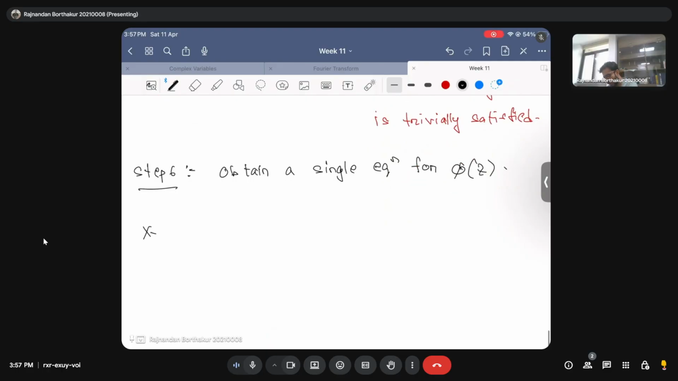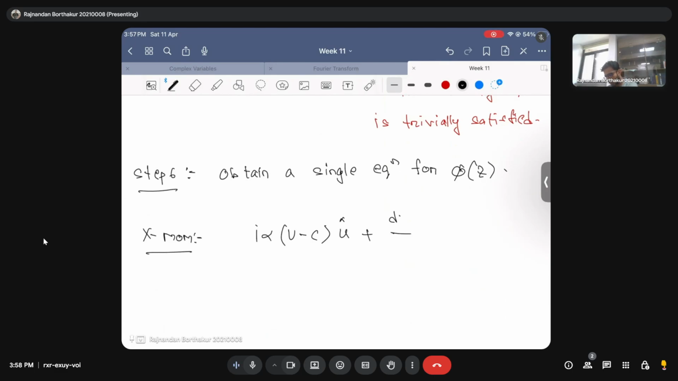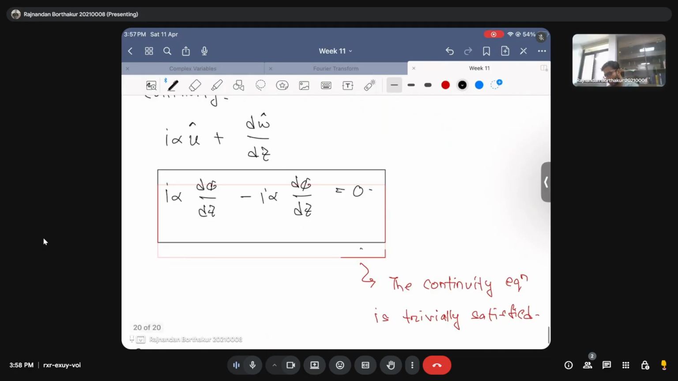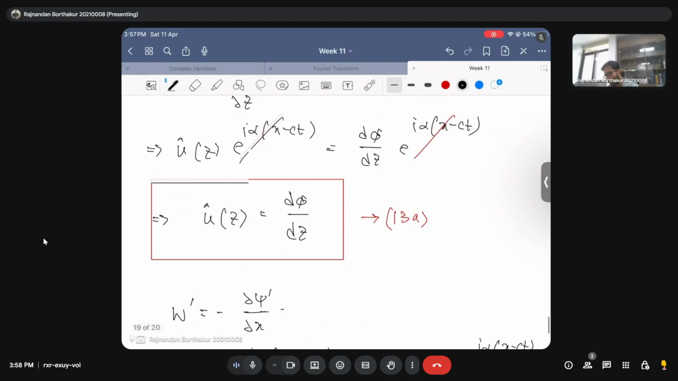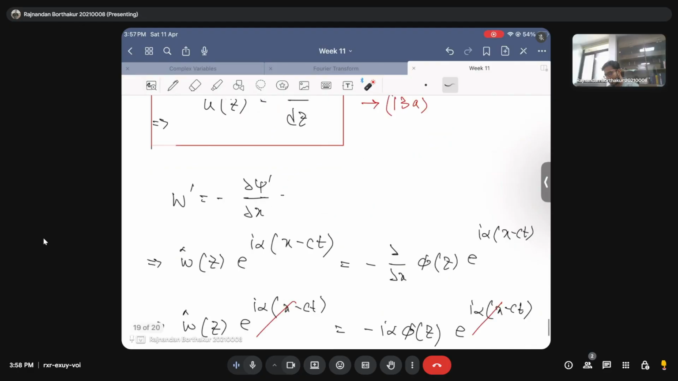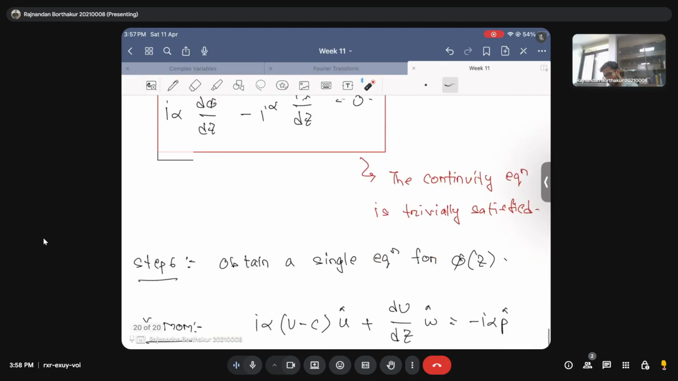So for example, if we pick the x momentum equation, remember we had the x momentum equation like i alpha times (U minus c) times u hat, plus dU by dz, remember this capital U is the base flow, something that we know already, times w hat, is basically equal to minus i alpha p hat. And then I can replace, I know what u hat and w hat are in terms of phi. So u hat is d phi by dz, w hat is minus i alpha phi. So let's replace this and see.